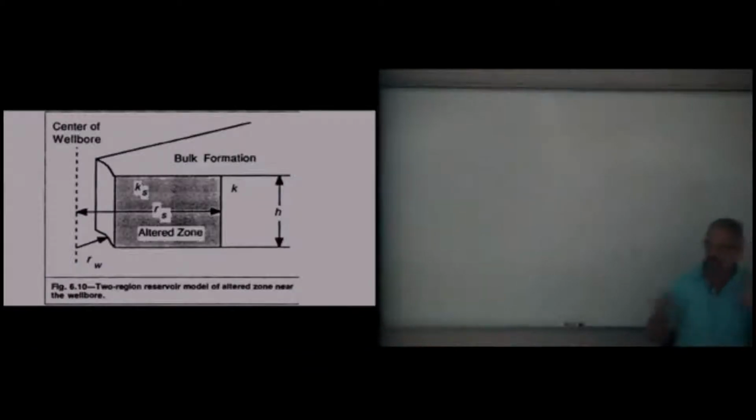Now, let's just for the heck of it talk about a different scenario. Let's say I've drilled a well, and let's say I drilled underbalanced, which we sometimes do. Why do we drill underbalanced? So we don't damage the formation. So we don't damage the formation, okay?